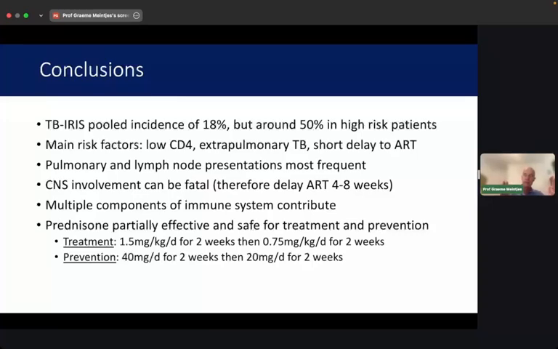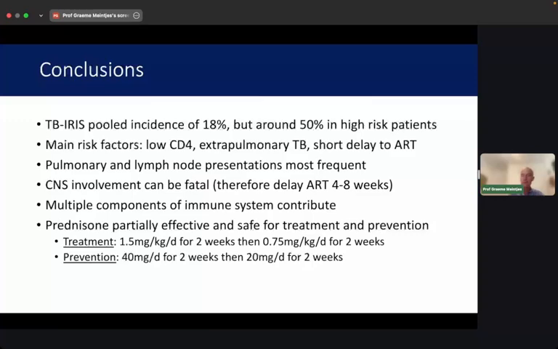But as I said, we can't afford a long delay, particularly in patients with low CD4 counts, because we need to start ART early to save lives. Pulmonary and lymph node presentations are the most frequent forms of paradoxical TB IRIS, and I've shown you examples of those. Central nervous system involvement can be fatal, and that's a reason why we did delay ART in this setting to 4 to 8 weeks if there's TB meningitis.